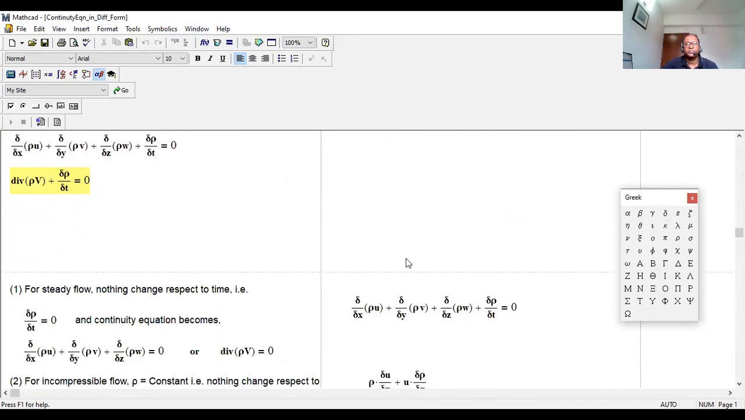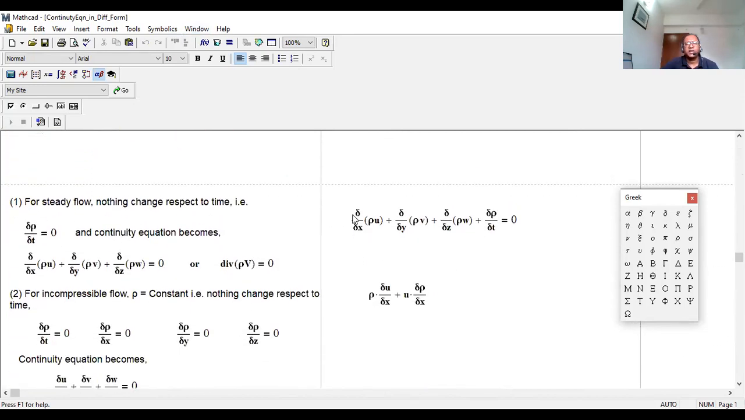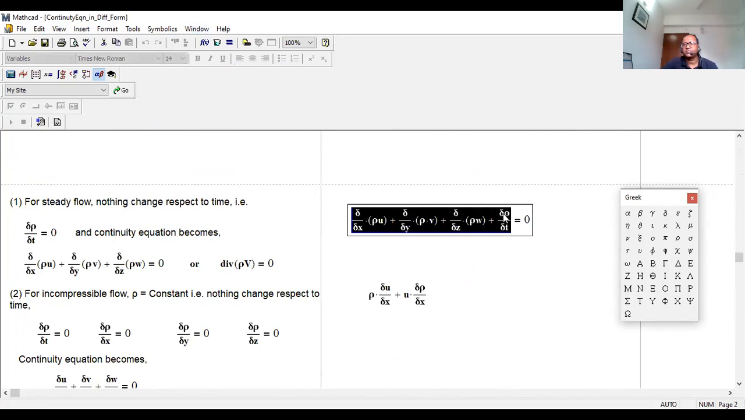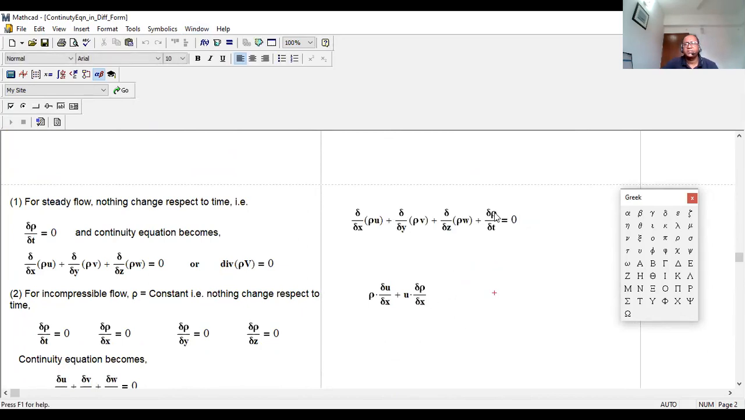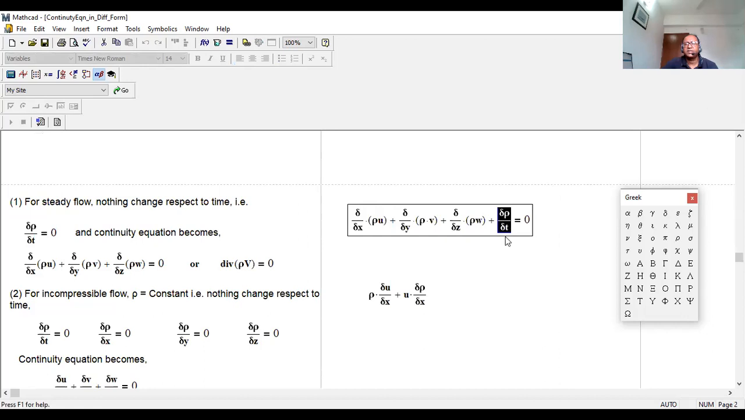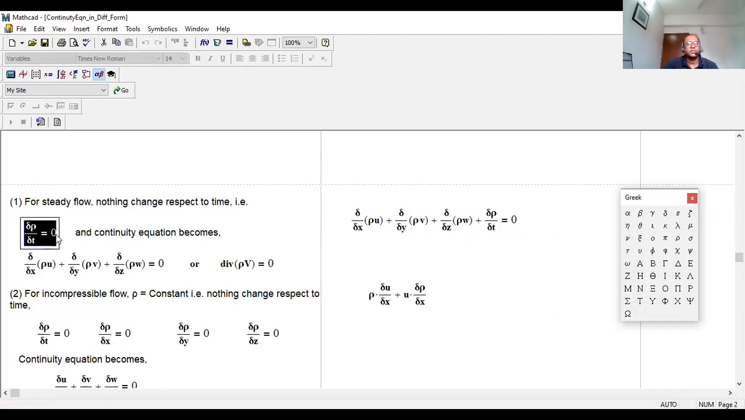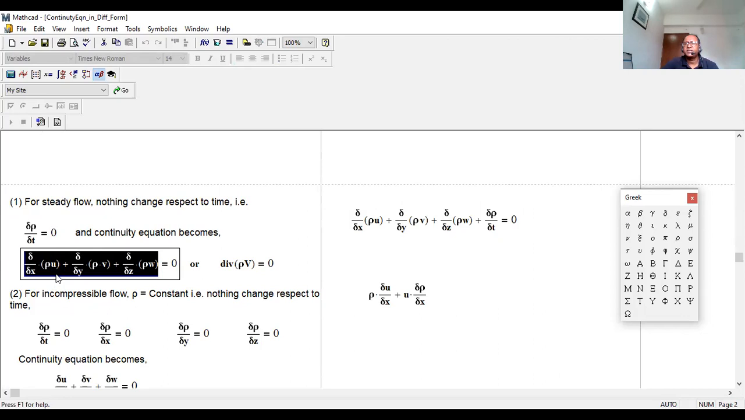So this is my continuity equation, and this is the time derivative, changing with respect to time. So for steady flow, nothing is changing with respect to time. So this term will be zero. Then the continuity equation becomes this. This one, if you like to express in simplified form, then you can say divergence of rho V equals zero. This one is called divergence.